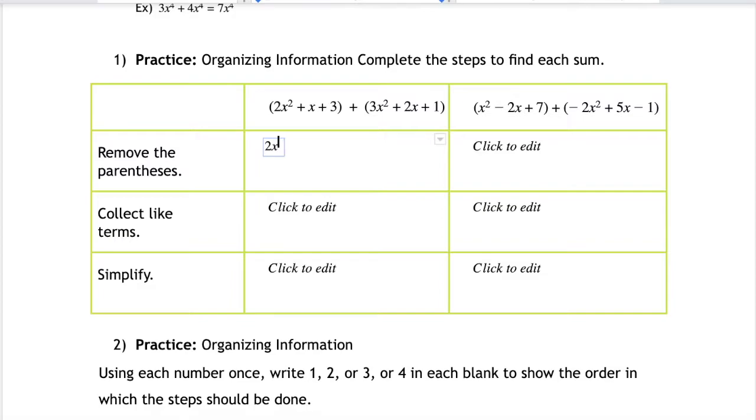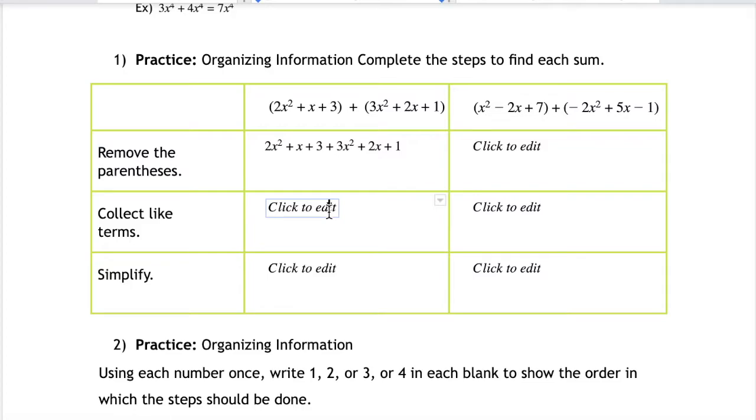So it's just going to be 2x squared plus x plus 3 plus 3x squared. And in order to get that squared, I'm just pressing shift and 6 at the same time. Then I'm pressing the right arrow after I write my exponent to get out of the exponent writing. And then plus 2x plus 1. All right, so I'm done with my first step.